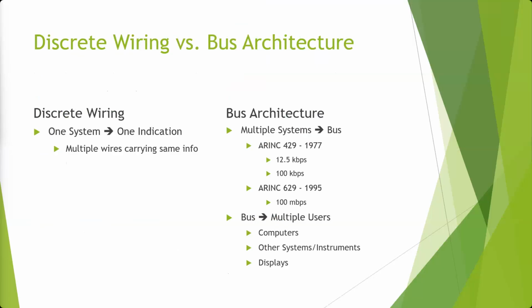So ARINC 429 is the most common, and one aircraft may have more than one bus on it, by the way. It may have some stuff that's connected by 429, and another group of things that needs high speed data connected by a 629 bus. But it's more expensive, so put the 429 where you need the slower speeds, 12.5 kilobits per second or 100 kilobits per second. That's pretty slow. Most of the things you're connecting with nowadays are gigabytes per second.